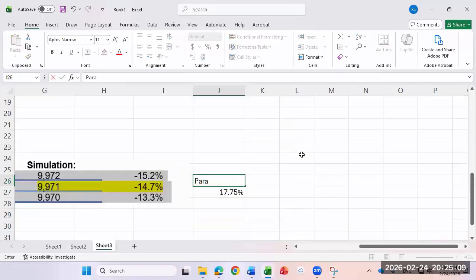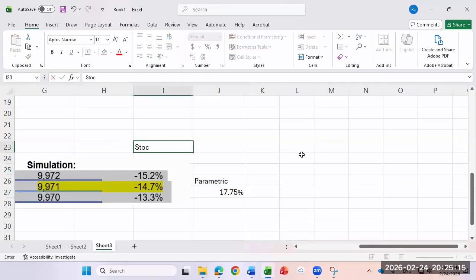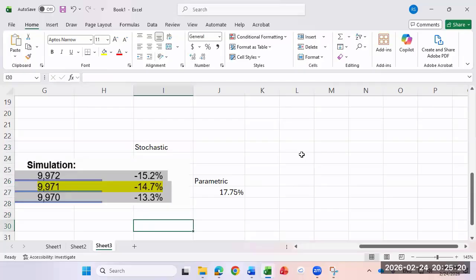Parametric gave him a VAR of 17.75%. Stochastic gave him a VAR of 14.7%. Sounds like not only should we hire them, but they're even better than the numbers show here. Their downside risk is not as great.